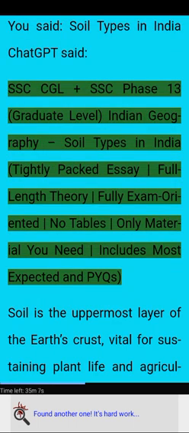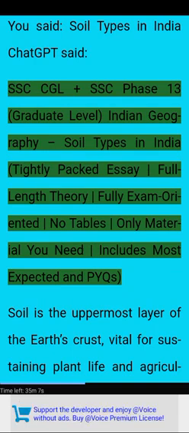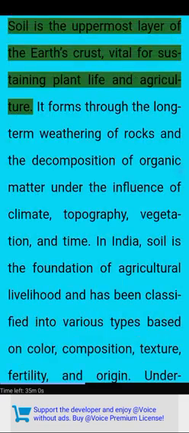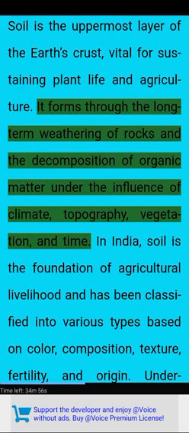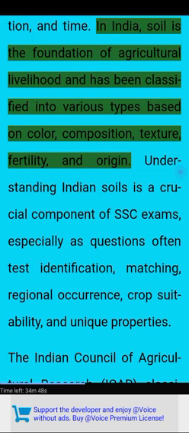SSC CGL plus SSC Phase 13, Graduate Level Indian Geography, Soil Types in India: tightly packed essay, full-length theory, fully exam-oriented, no tables, only material you need, includes most expected and PYQs. Soil is the uppermost layer of the Earth's crust, vital for sustaining plant life and agriculture. It forms through the long-term weathering of rocks and the decomposition of organic matter under the influence of climate, topography, vegetation, and time. In India, soil is the foundation of agricultural livelihood and has been classified into various types based on color, composition, texture, fertility, and origin.